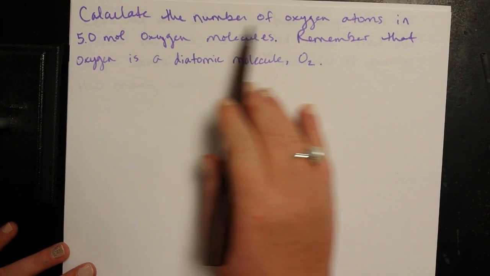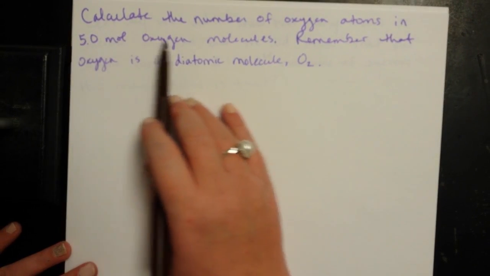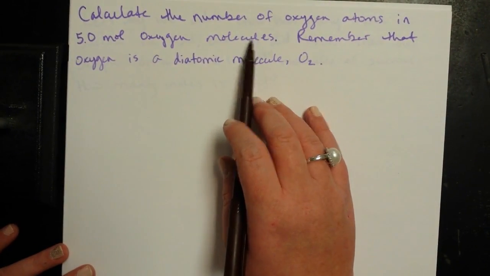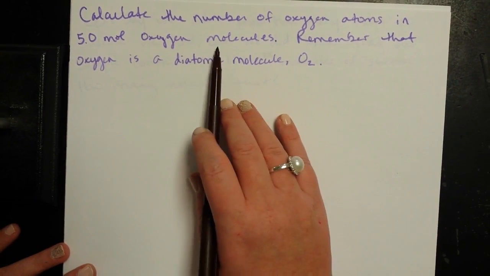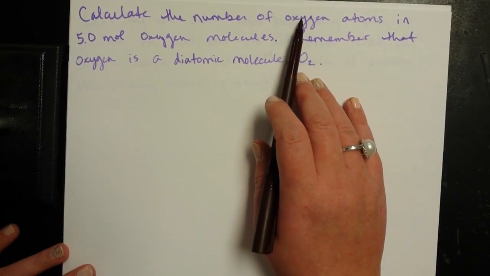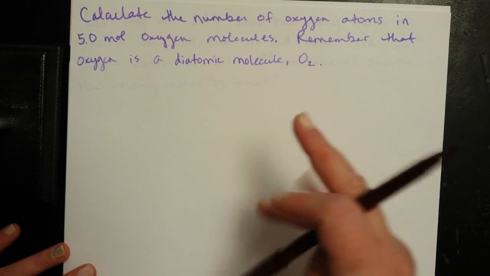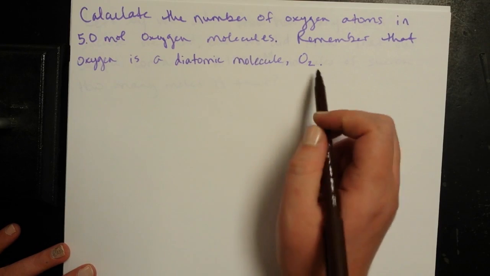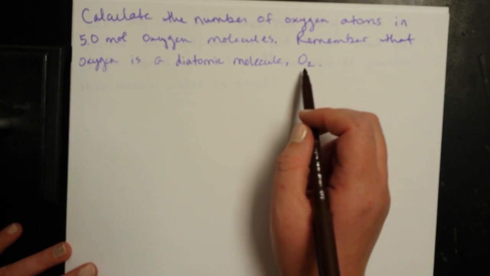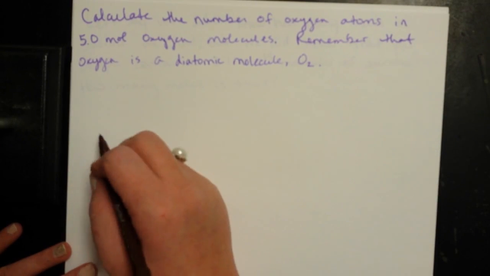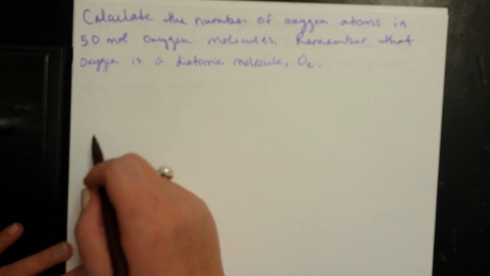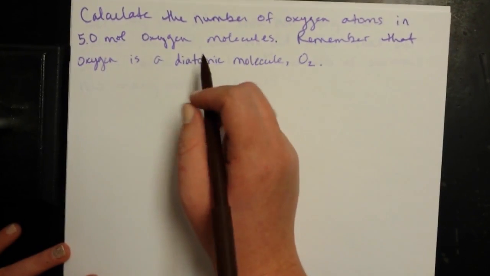So here we're wanting to find the number of oxygen atoms in 5 moles of oxygen molecules. Okay, so here we've got a certain amount of particles that are made up of smaller particles. So let's think about this. Since we're dealing with molecules, there's a covalent bond here, so I can't just go straight to atoms if I've got moles of the molecules. So instead, I need to think about a couple things.